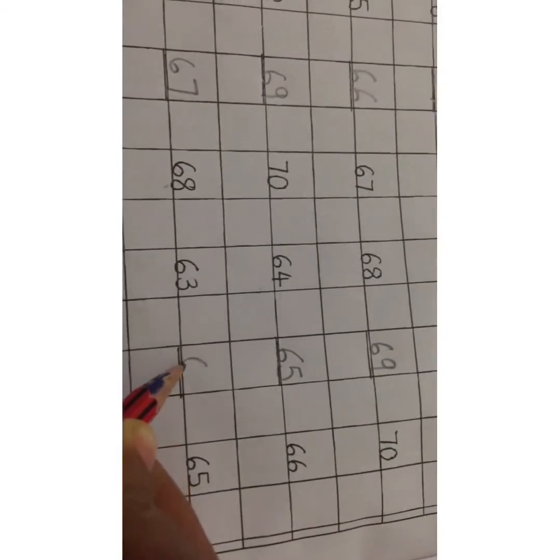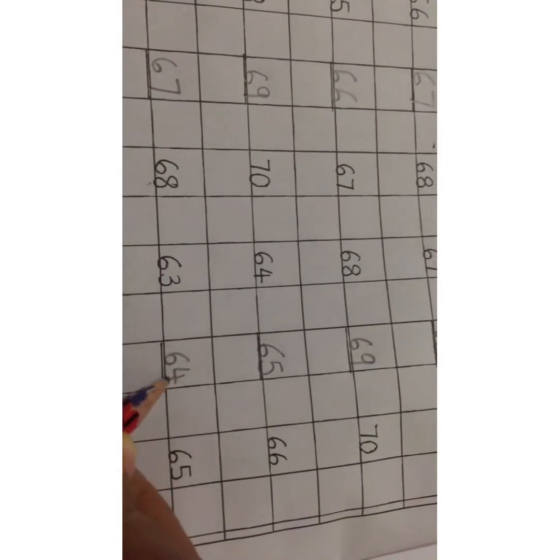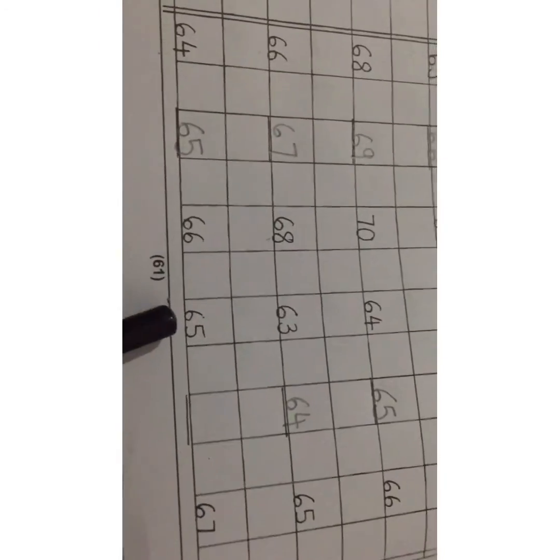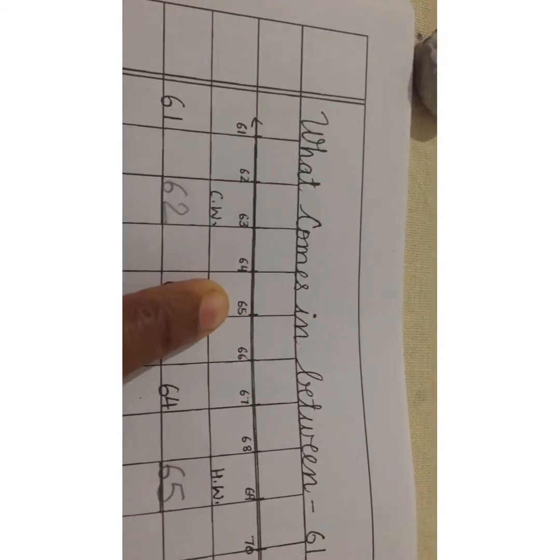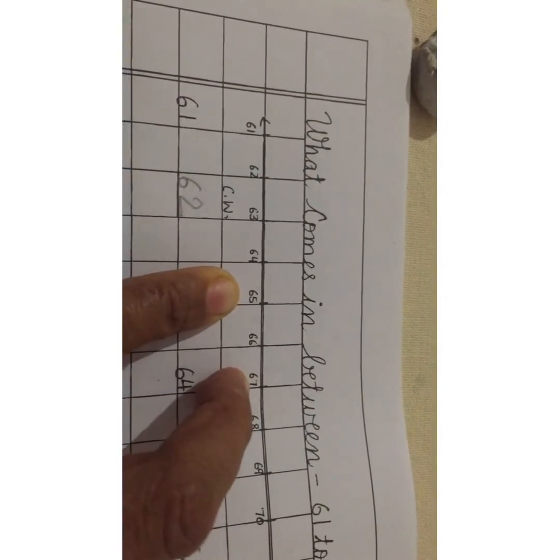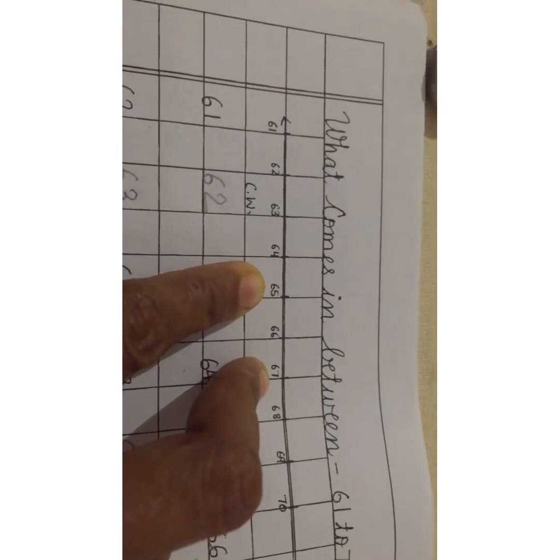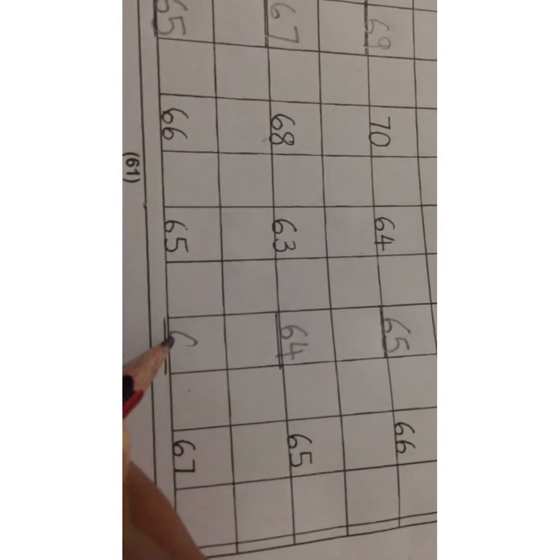This is 63 and this is 65. We'll look for 63 and 65 and see which number comes in between. 64. This is 65 and this is 67. We'll put our finger on 65 and 67. So which number comes in between? 66. We will write here 66.